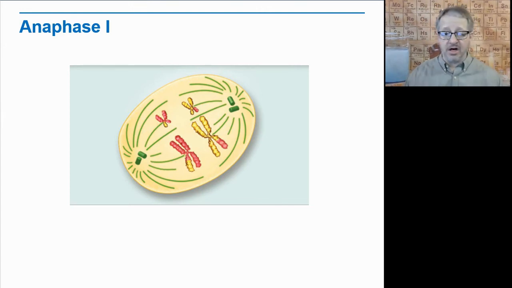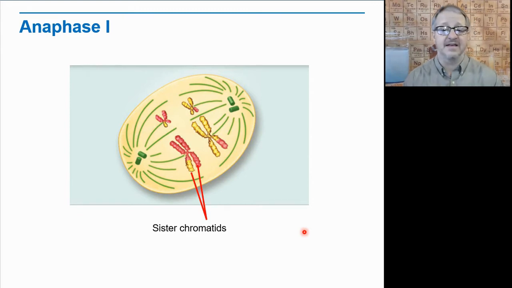All right, now during anaphase 1, the spindle fibers are going to pull each of the homologous pairs apart towards opposite ends of the cell. So here we see the sister chromatids. So what effect does anaphase 1 have on the chromosome number of the cells that we ultimately result? Well, it cuts the chromosome number in half.